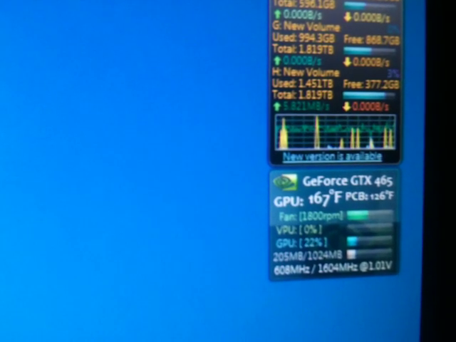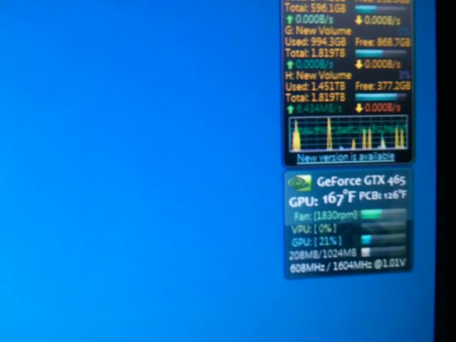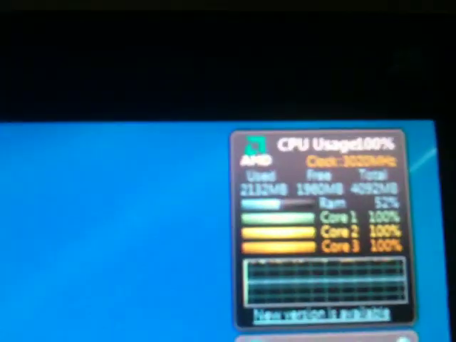See here, the GPU is at 22%, and the fan speed's been increased, and the GPU temperatures are pretty warm. It also renders all three cores at 100% load all the time.